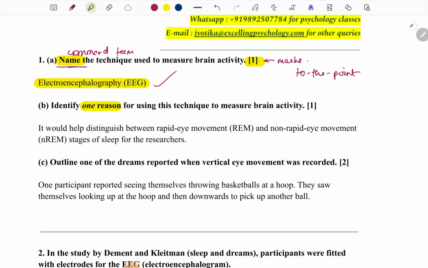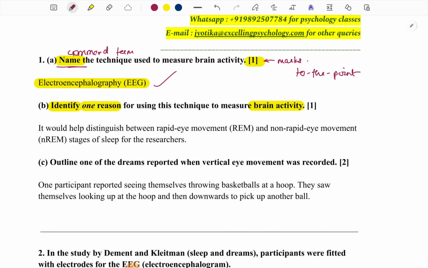Identify one reason for using this technique to measure brain activity. In paper 1, you'll get to see a lot of questions which come in sets. So the first we've seen is 1A, and the second one follows that. Here they've asked for one reason. Now when they ask for one reason and they've asked identify, it is a very limited response that is required. It is a little more than just naming something, because to identify means to state completely what they've asked for.